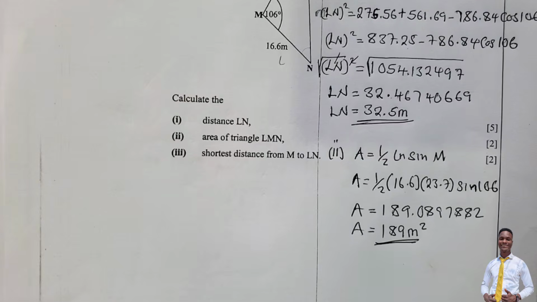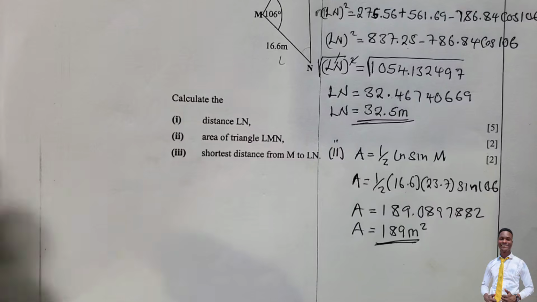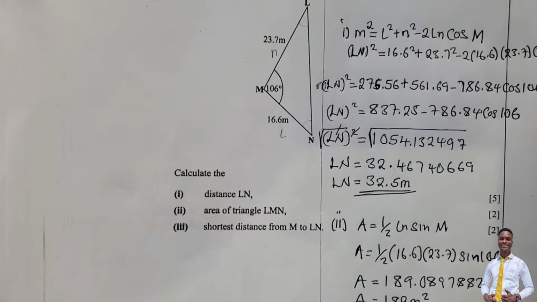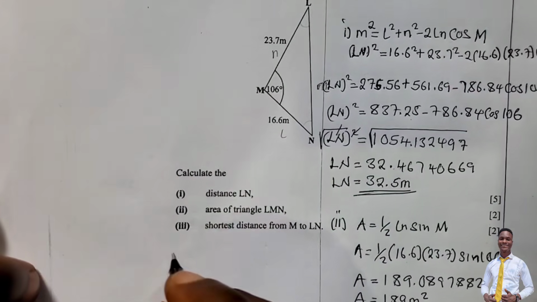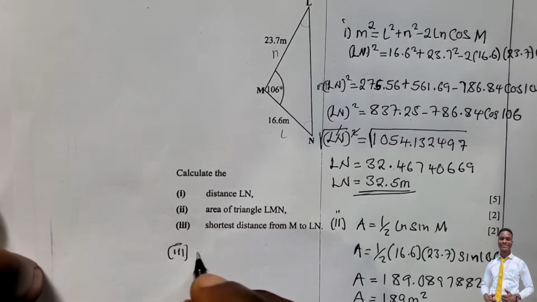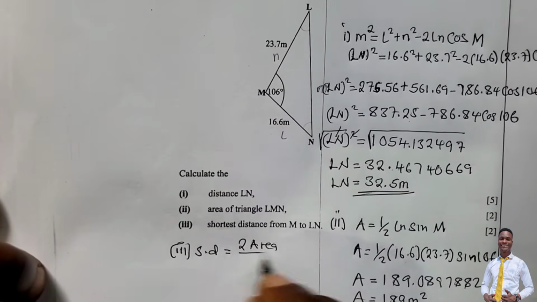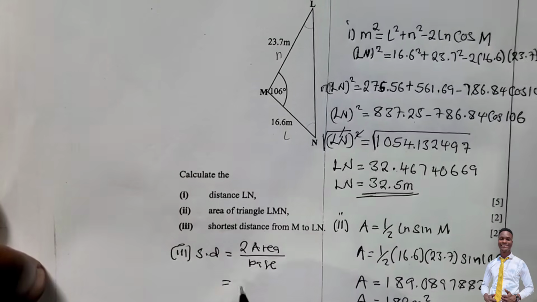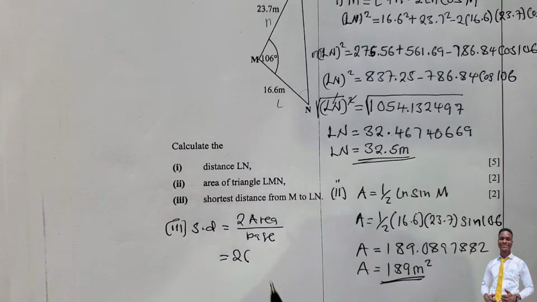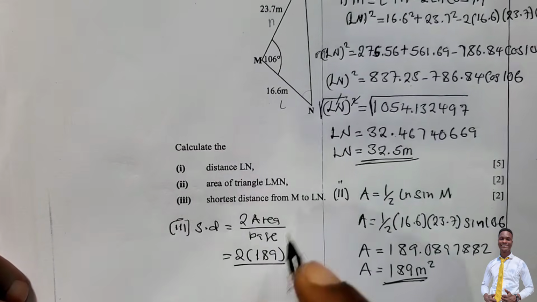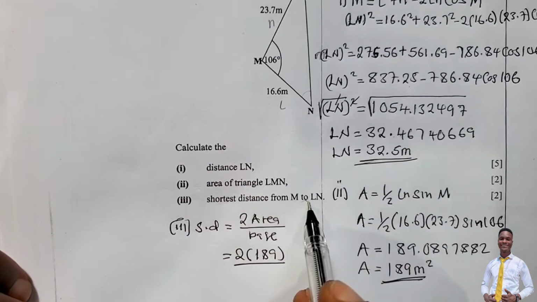All right. Finally, on question 8a, let's solve the shortest distance. The shortest distance from M to LN, from here to here. Shortest distance is very simple. So you can just say SD, shortest distance, is equal to 2 multiplied by area over the base. So 2 times area is this 189. The base is this LN. This is the base LN.